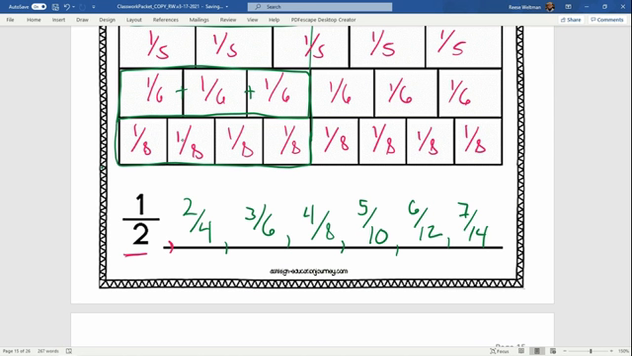6 is half of 12. 7 is half of 14. And so on. And that helps you if you can see it that way, right? Another way is if you look at it this way.